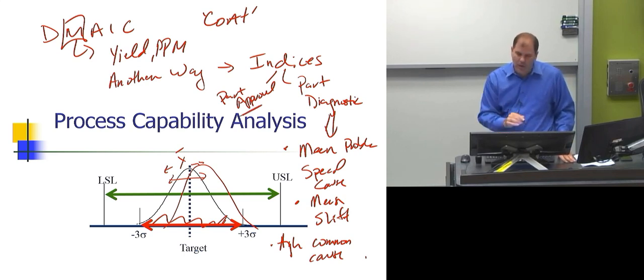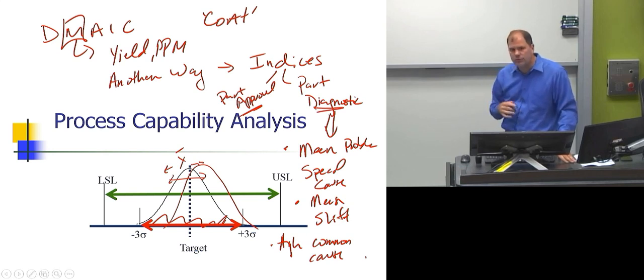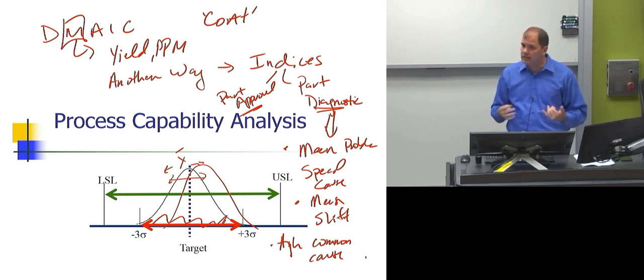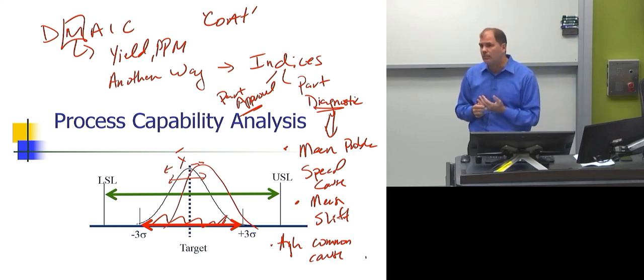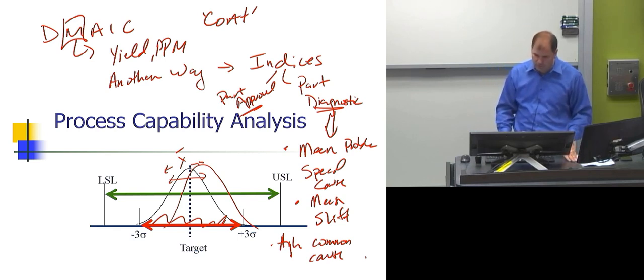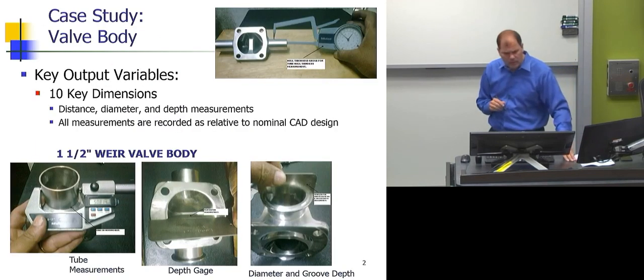Again, though, part approval and diagnostics are two things that we pick up. If we just use the yield number by itself, we could do that for a part approval, but sometimes when we have a low yield, it's not clear whether or not we're worried about our mean being off target or our variation being a concern. So we want to have a little bit more detail to do that.